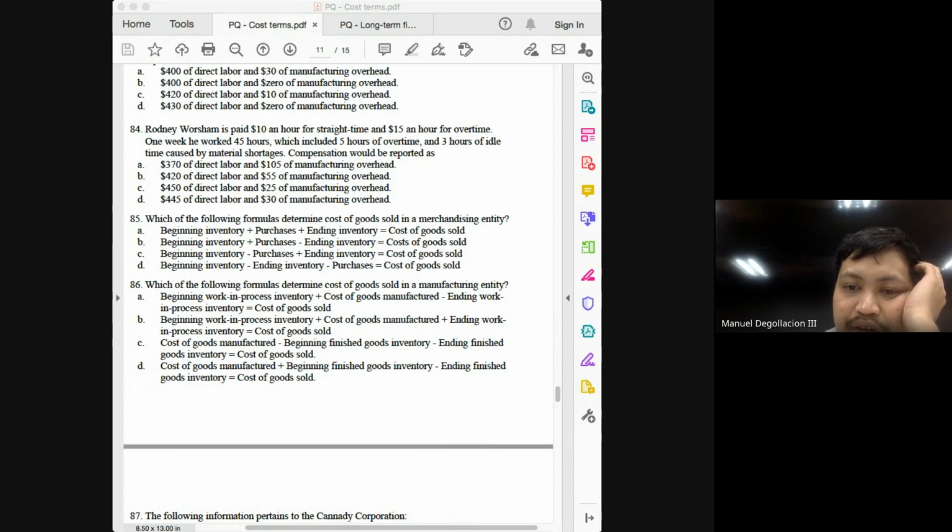But how do we get the 55 manufacturing overhead? Okay, those that are not directly traceable, class, will go to your overhead. So 3 hours of idle time times 10, you will have 30. And then you will have overtime premium of 5. How did we get the overtime premium of 5 per hour? The difference between the overtime rate and the regular rate of 15 and 10. So 5 per hour times 5 hours of overtime, that will give you 25. So the 55 will be part of your indirect cost, so therefore part of your manufacturing overhead.